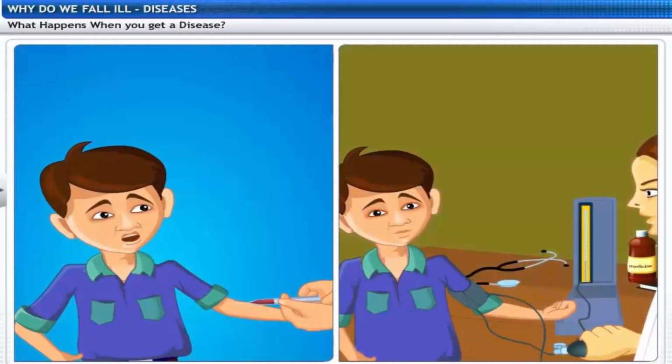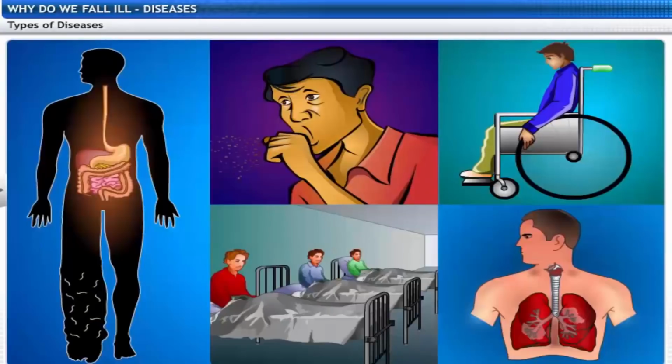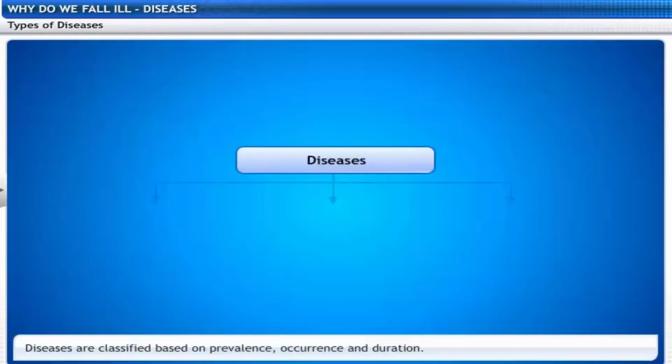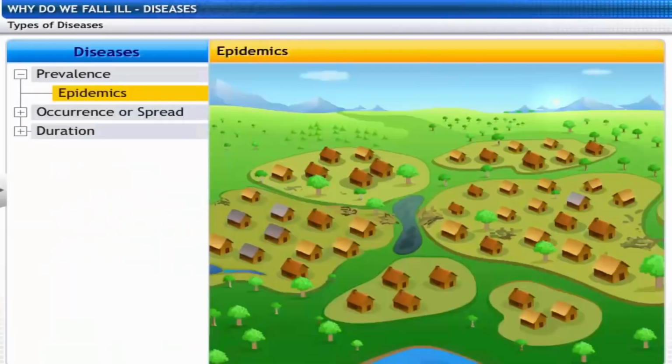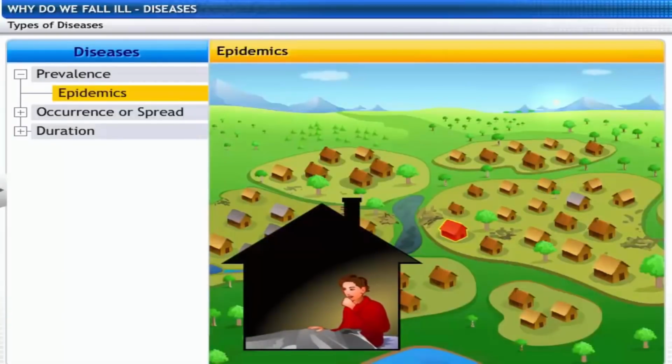Physicians diagnose the disease based on observed symptoms and clinical tests. Let's now look at the types of diseases. Diseases are classified based on prevalence, occurrence or spread, and duration. Epidemics are diseases based on prevalence. These are outbreak diseases that attack many people at the same time and spread very quickly.